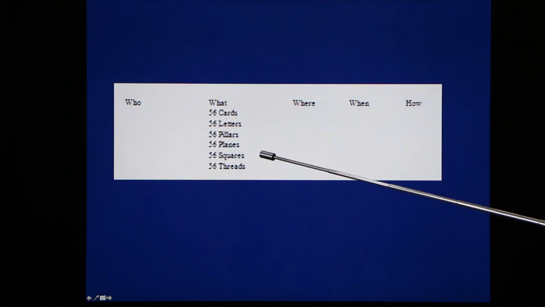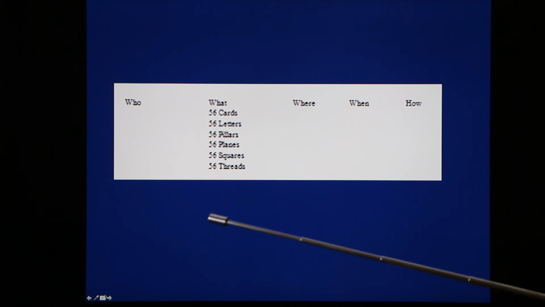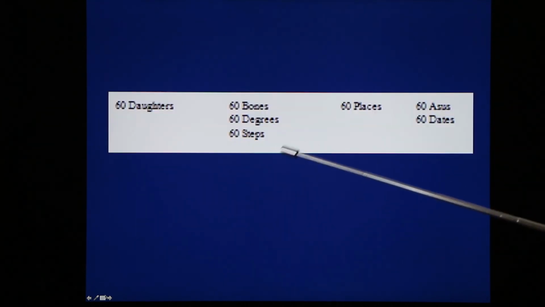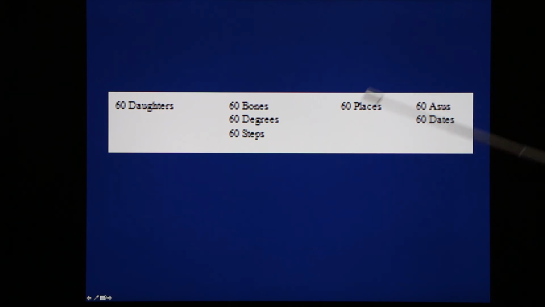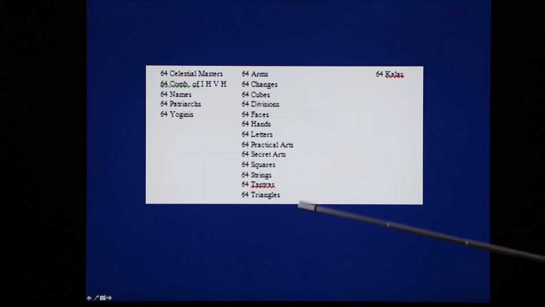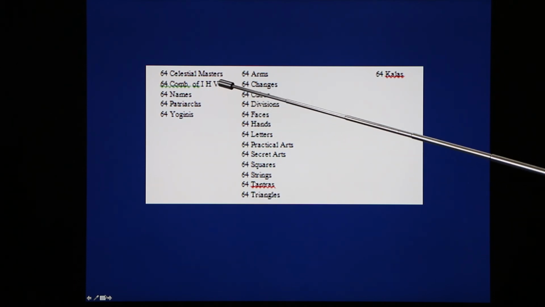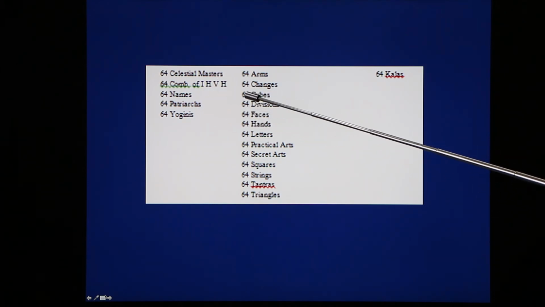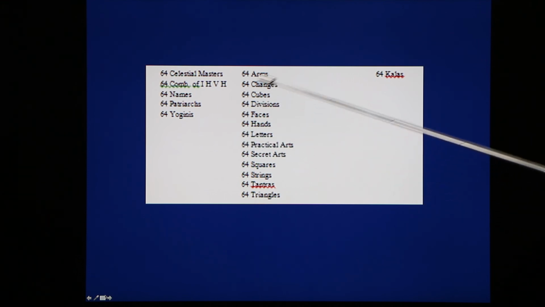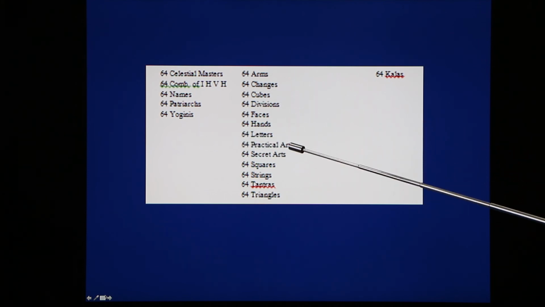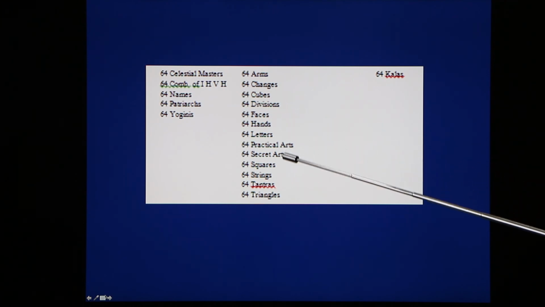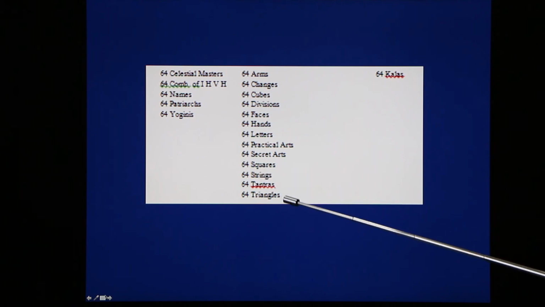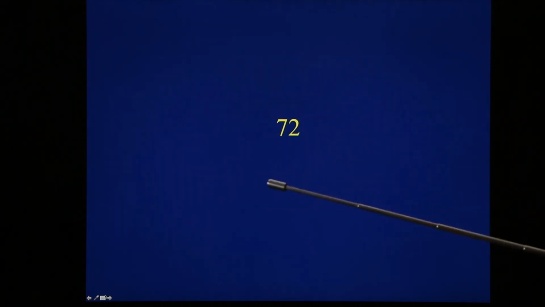56: cards, letters, pillars, planes, squares, threads. 60: daughters, bones, degrees, steps, places, dates. 64, so 8 times 8: celestial masters, combinations of Yahweh, names, patriarchs, yoginis, arms, changes, cubes. So it's 8 times 8 cubes, of course. Divisions, faces, hands, letters, practical arts, secret arts, squares, strings, tantras, triangles, and kalas.